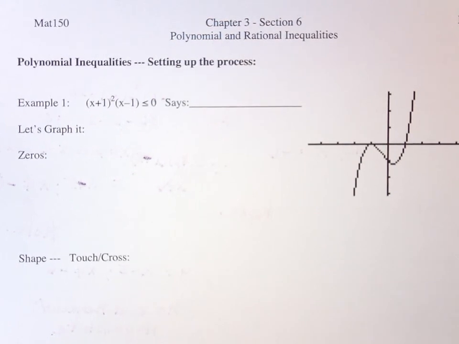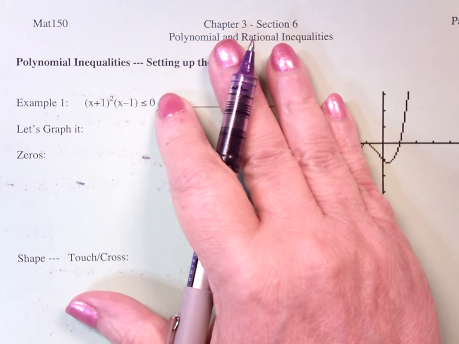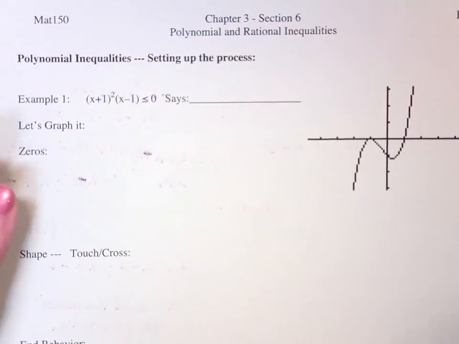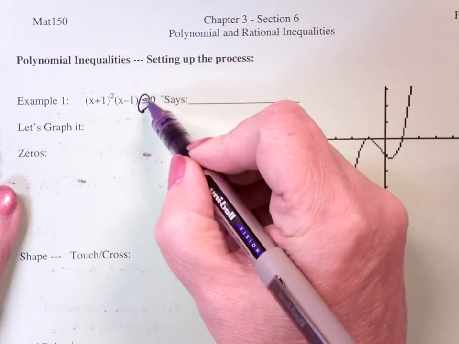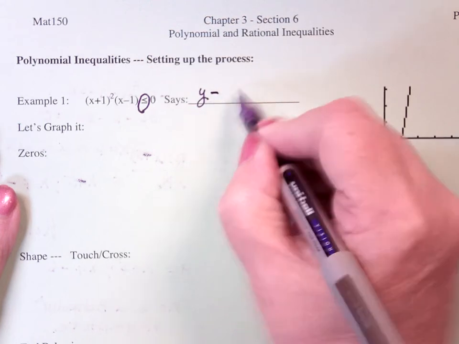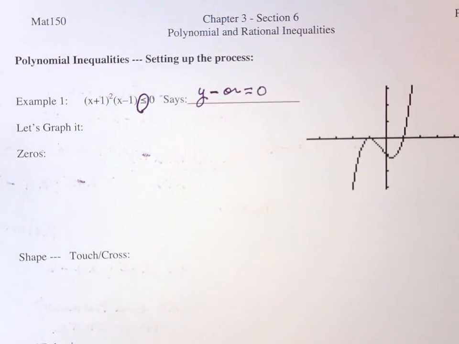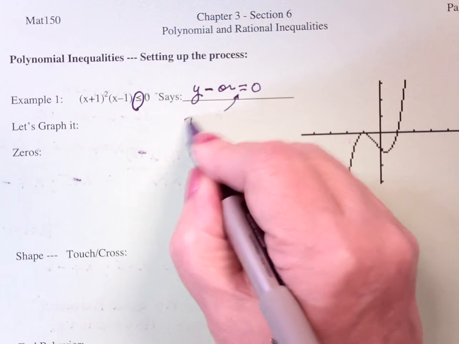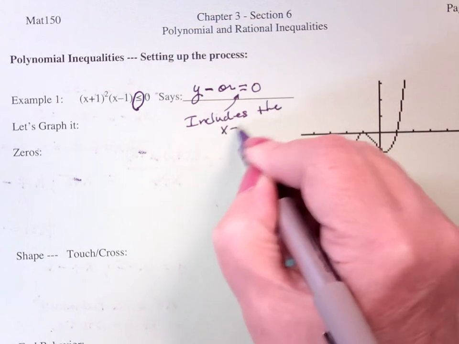I want to know, if I'm given just this inequality, for what x values is y negative. So if I take a look at this, since it's less than or equal to 0, I want y to be negative or equal to 0. So the equal means it includes the x-axis.